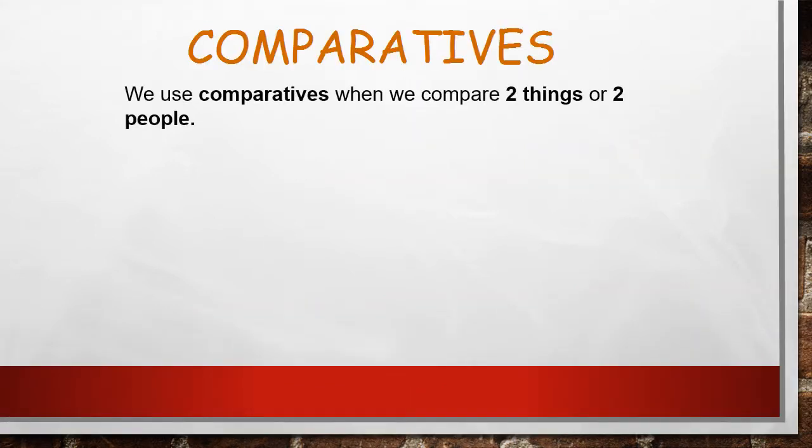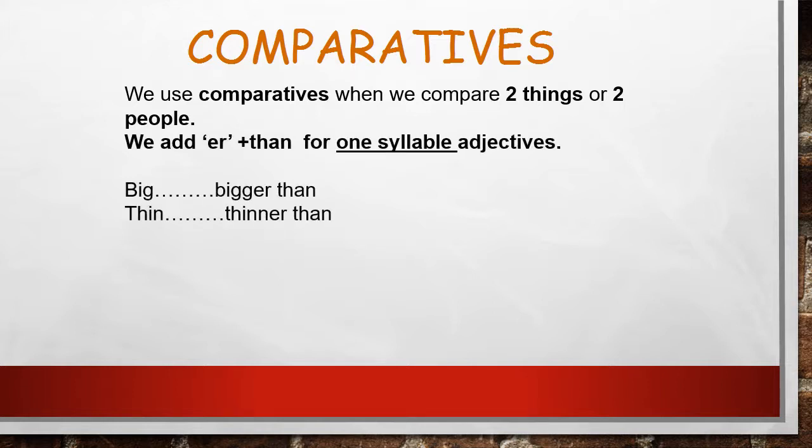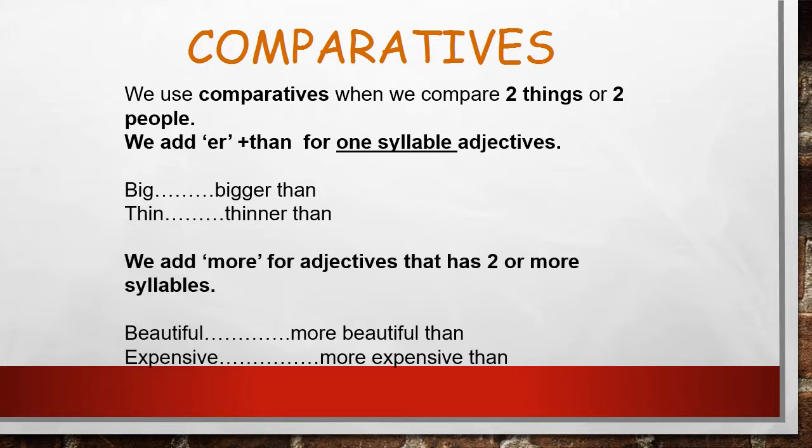We use comparatives when we compare two things or two people. We add "er" plus "than" for one-syllable adjectives. Big becomes bigger than. Thin becomes thinner than. We add "more" for adjectives that have two or more syllables. If the adjective is long, like beautiful, we never say beautifuler, we say more beautiful than. Or expensive, we can't say expensiver, we say more expensive than.